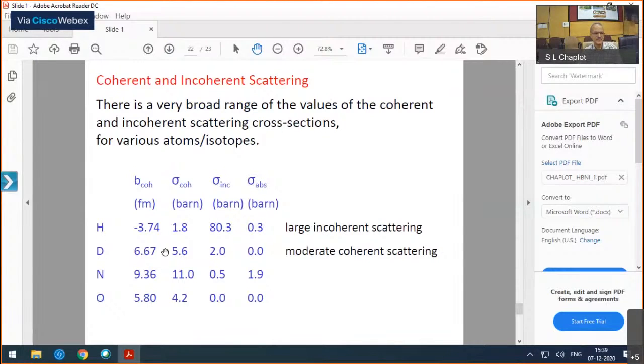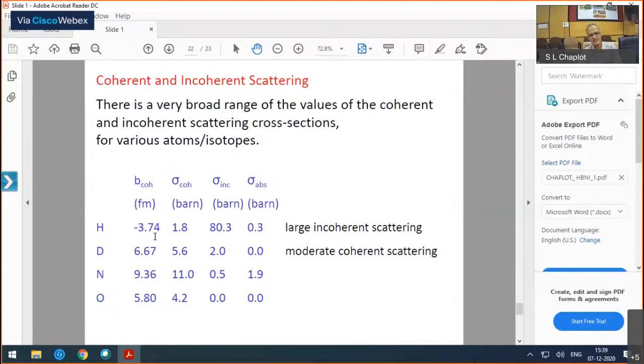Then you have deuterium. Deuterium has a positive scattering length, which is roughly double in magnitude. The coherent scattering cross section is 5.6 barns, and the incoherent scattering cross section for deuterium is as low as 2. So that means it is largely coherent scattering and very small incoherent scattering. This contrast is heavily used in, for example, small angle neutron scattering, but that will come later.